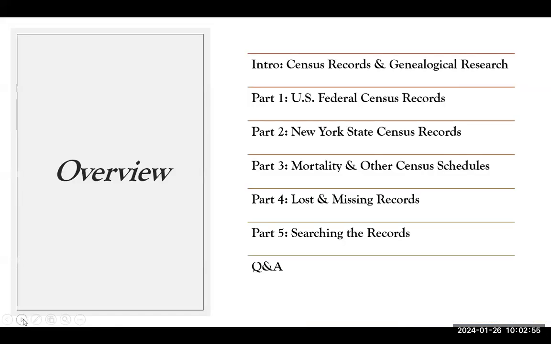So first up will be just an intro into census records and genealogical research. Part 1 will cover U.S. federal census records. Part 2 will be New York State census records. Part 3 will cover mortality and other census schedules. Part 4, we'll just touch on lost and missing records as well as where to look for them. And then part 5 is some tips and tricks for searching the records. Lastly, we'll have that Q&A.